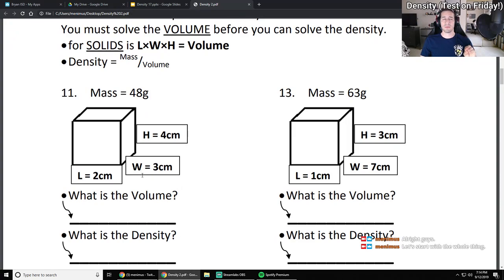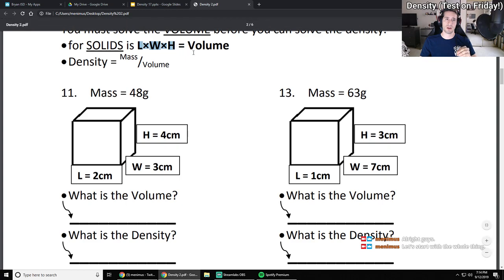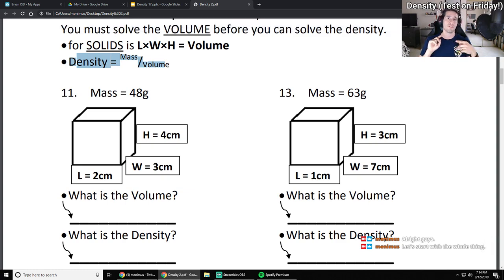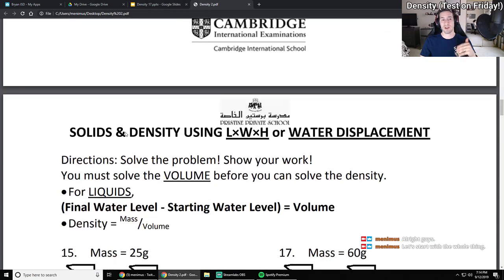To find the volume of a regular solid, we measure its size, we plug it into the formula of volume of a regular solid, and then we find the volume. The mass will most likely be provided, and then you find the density by using the formula. Density equals mass over volume. You already know this formula.